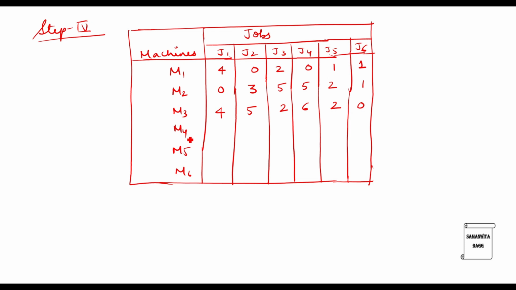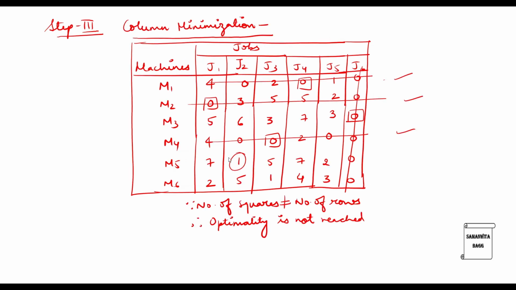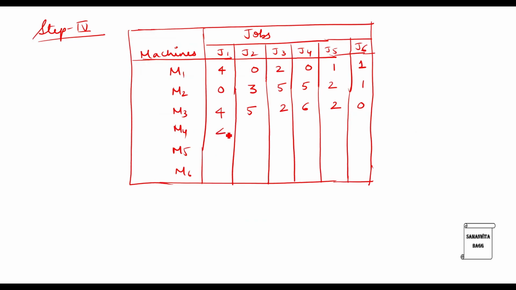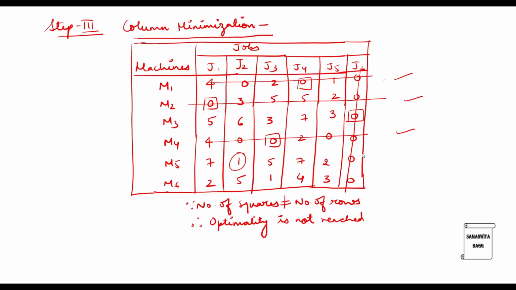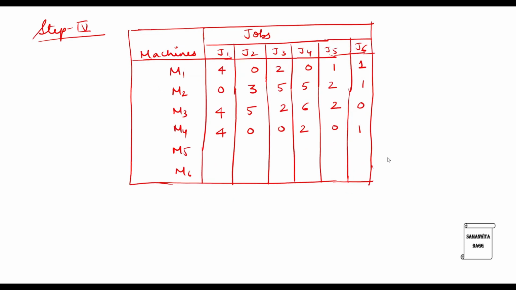Then again for M4, these values will remain the same. Add 1 over here. So this will be 4, 0, 0, 2, 0, 1. These two values will remain the same, so I'll write these two as 0 and just subtract 1 from each of these values. So this will be 6, 0, 4, 6, 1, 1, 4, 0, 3, 2.